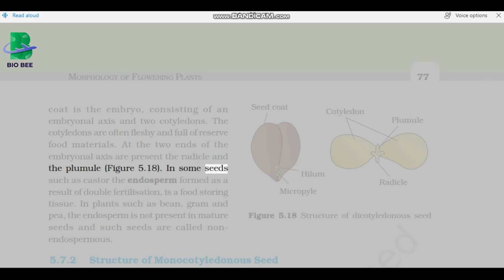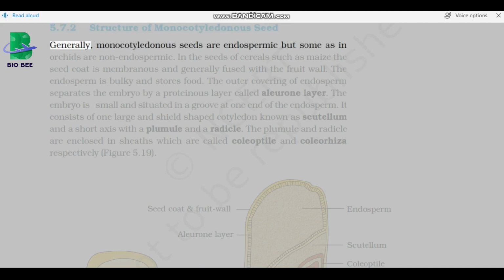In some seeds, such as castor, the endosperm formed as a result of double fertilization is a food-storing tissue. In plants such as bean, gram and pea, the endosperm is not present in mature seeds and such seeds are called non-endospermous. Generally, monocotyledonous seeds are endospermic, but some as in orchids are non-endospermic.